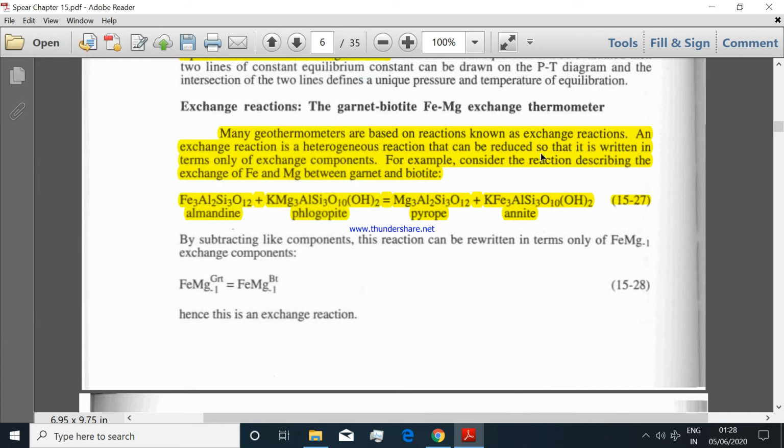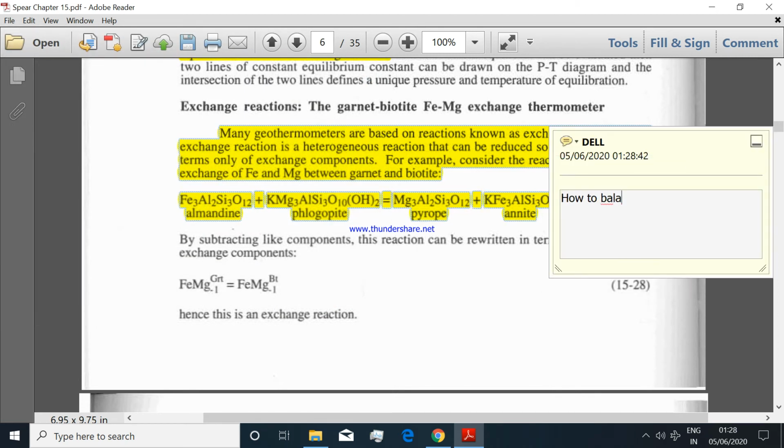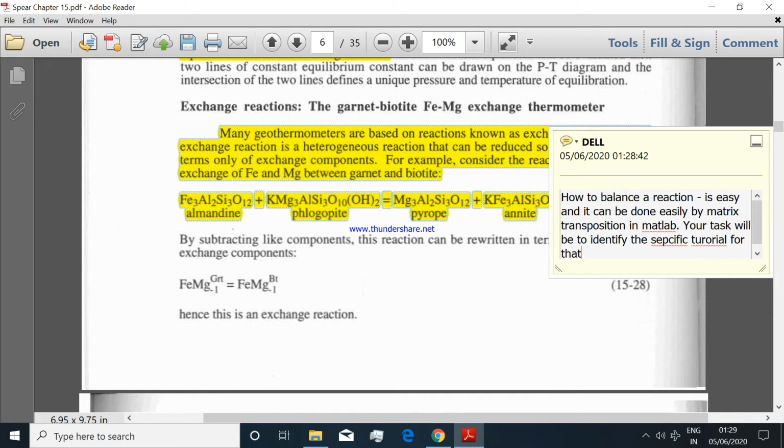Now, how to balance a reaction is easy, and it can be done easily by matrix transposition in MATLAB. Your task will be to identify the specific tutorial for that.